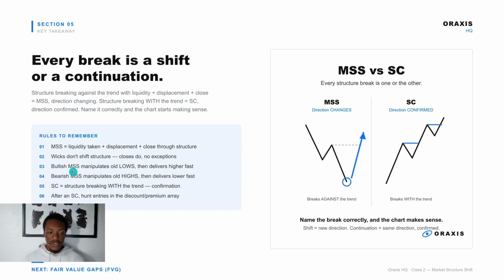A bullish market structure shift manipulates old lows and then delivers higher fast. A bearish market structure shift does the exact opposite. Structure continuation is structure breaking within the trend, as you can see here. After a structure continuation, hunt entries in the discount or the premium array, which is something we'll cover in another class.